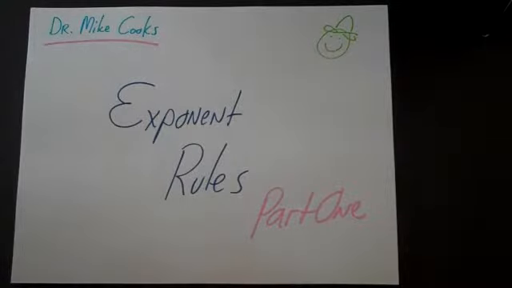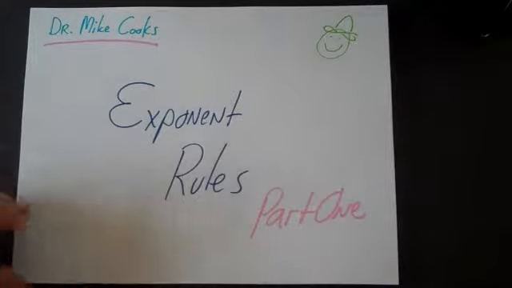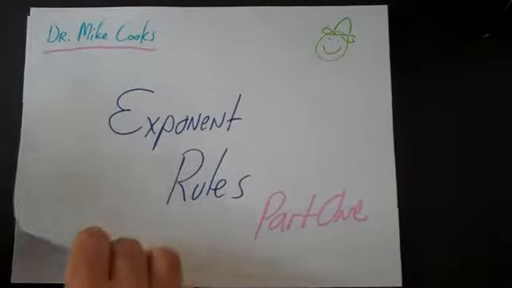Now let's look at the rules of exponents. And I'm going to divide this into two parts. So this will be part one, and there's a following video, part two. And so let's just first list the rules. And the first rule is simply x^a times x^b is equal to x^(a+b).